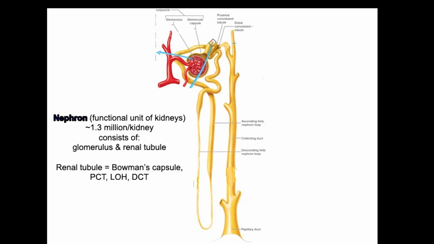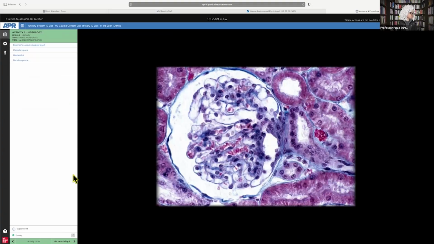This is an illustration of a nephron. Be sure to watch the video in your Connect assignments on the microscopic anatomy of the kidney. It will go over the nephron for you. This is a histology slide of the kidney.